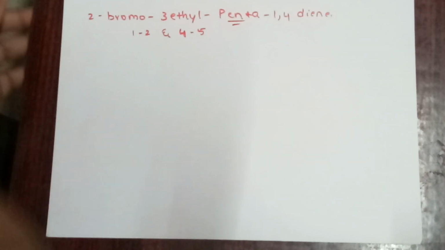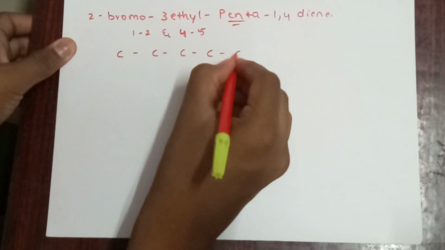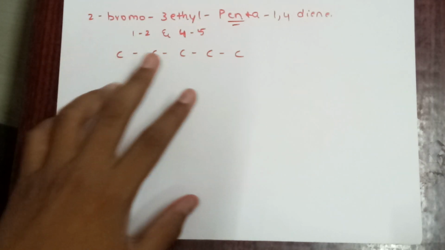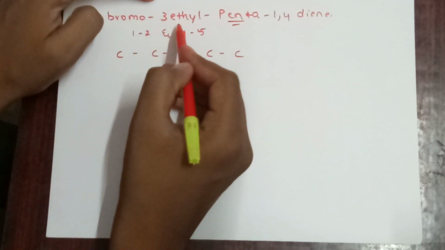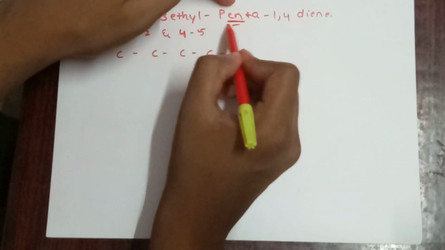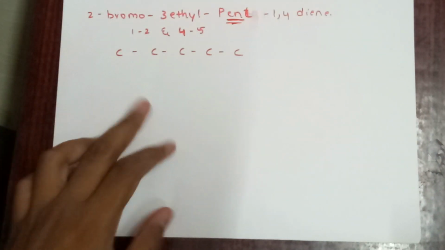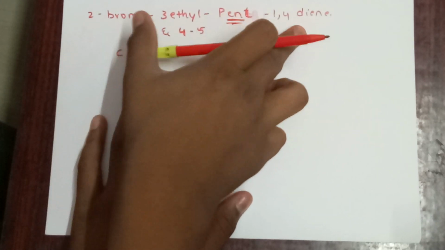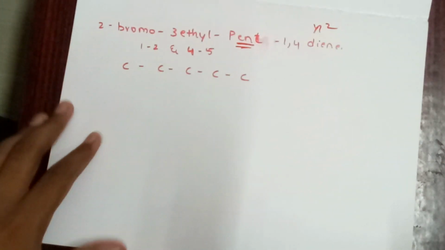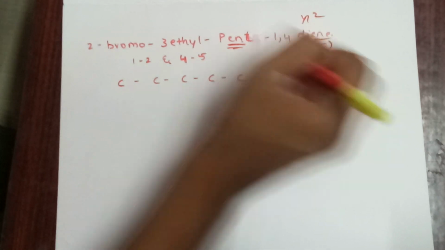So let's draw 5 carbon atoms first. 5, right? I think you don't have any doubt in this. 2-bromo-3-ethylpent. Pent means, sorry, it's not penta, it's just pent. Pent means 5, so I drew 5 carbon atoms. 1,4-diene. What do you mean by di? Di means 2. Ene refers to double bond.